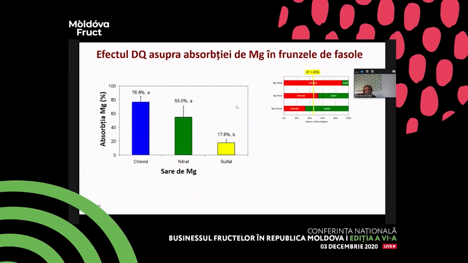And the expectation fits the result. So this is the absorption rate. We have more than 75% absorption of the applied magnesium when we applied it as a chloride. We have a little bit above 50% when we apply it as nitrate, and below 20% if we apply it as a sulfate. The conclusion may be, oh, don't use the sulfate.